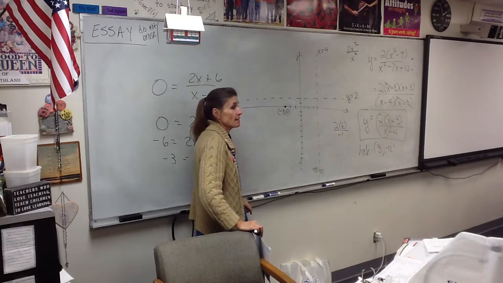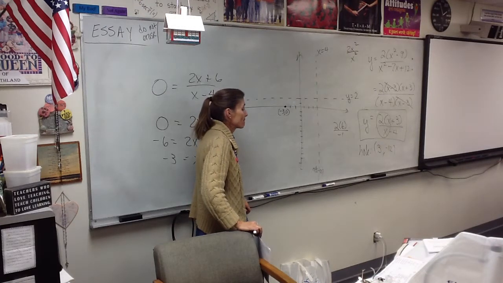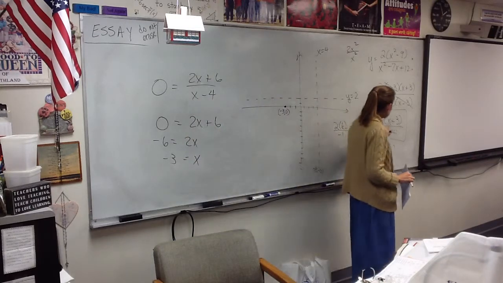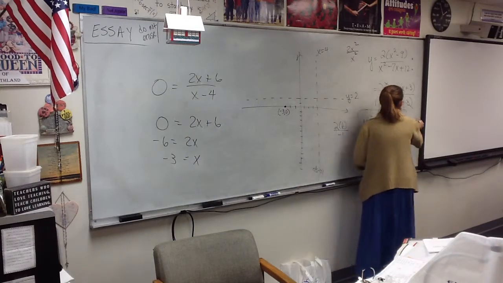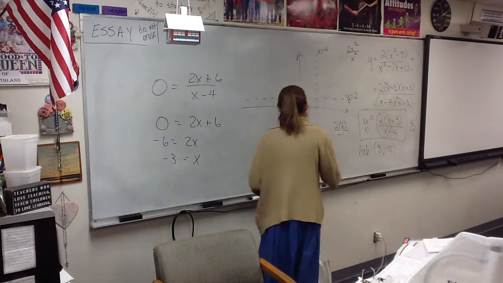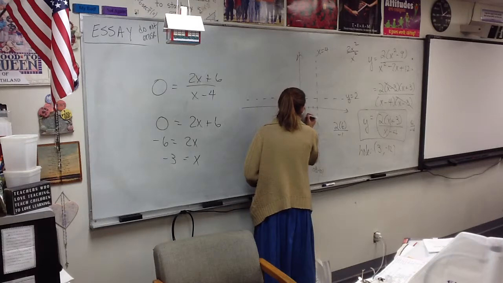How about a y-intercept? Don't have that yet. You just gotta plug in zeros. Plug in 0. So if I plug in 0, my top would be 6 over negative 4. So negative 3 halves.